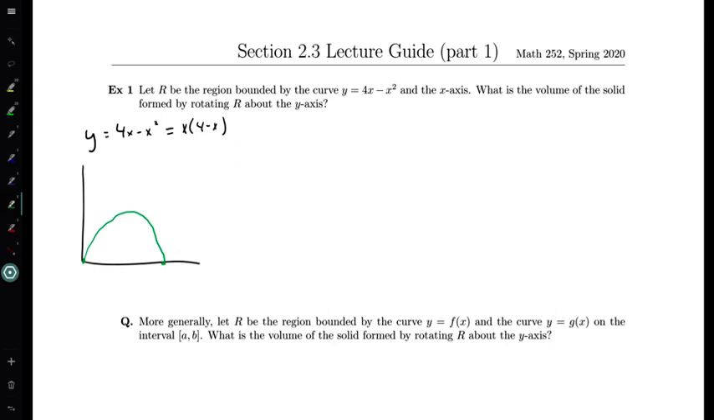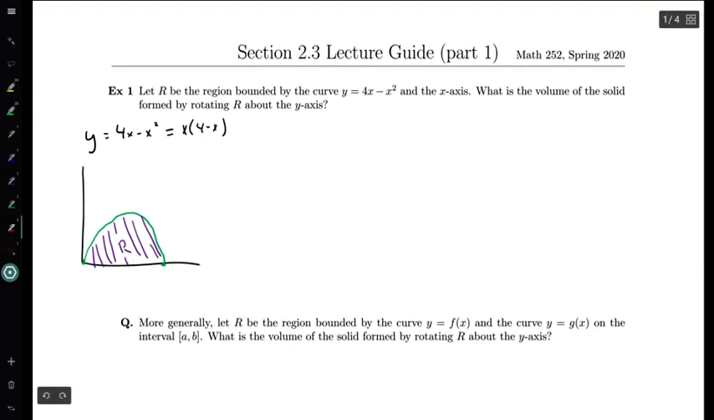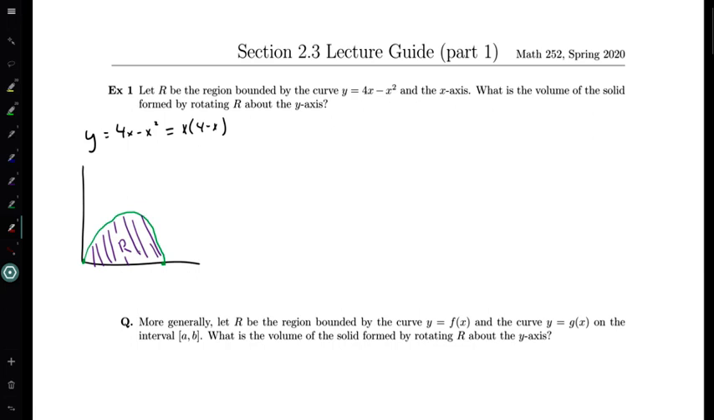We're letting R be the region bounded by this curve and the x-axis. So R lives in this region. And what we're doing here is we are rotating this about the y-axis. So we're taking this region in the plane here, and we're just going to rotate it about the y-axis and give ourselves a solid, and this solid is going to look kind of like an angel food cake.